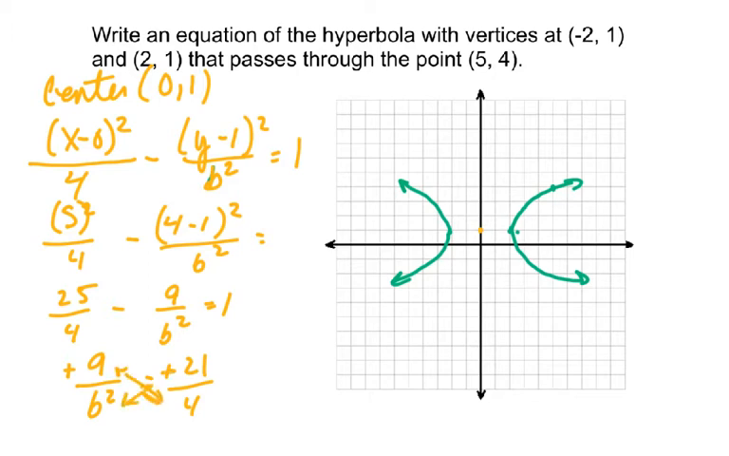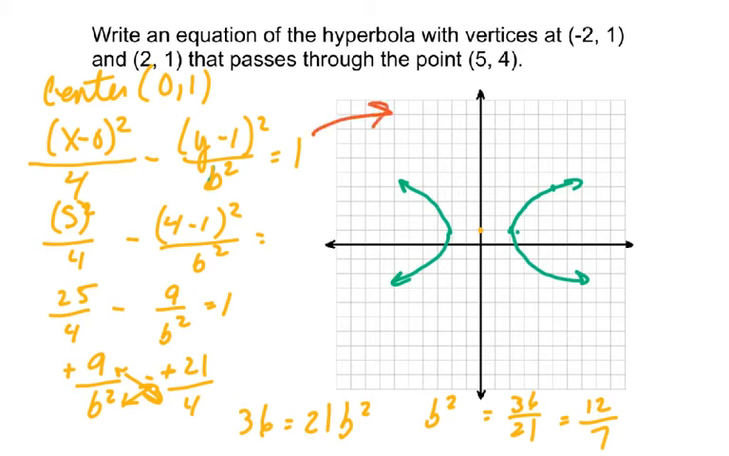So we're going to have 36 is equal to 21 b squared, which means b squared is equal to 36 over 21. And that reduces to, let's see, 12 over 7. That's b squared, so we can put it straight in the equation the way that it is. And then going from here, we would have x squared over 4 minus the quantity (y minus 1) squared over 12 sevenths equals 1.